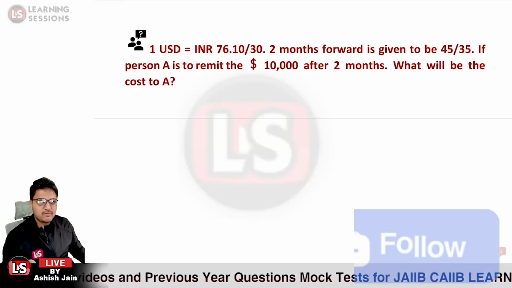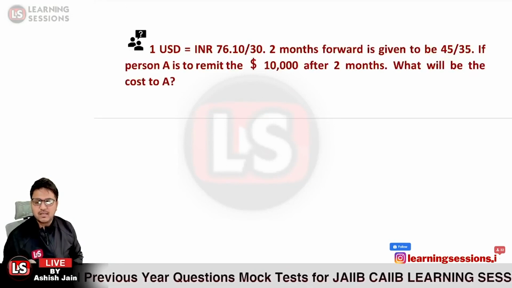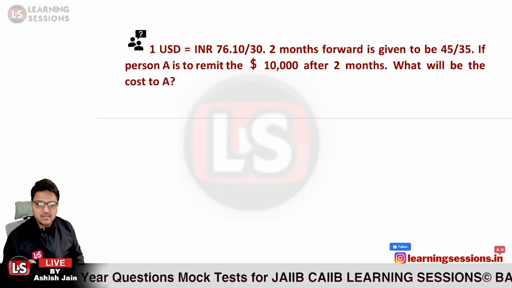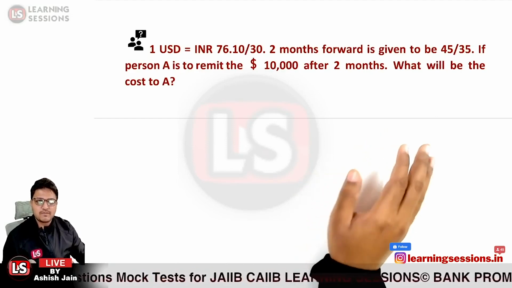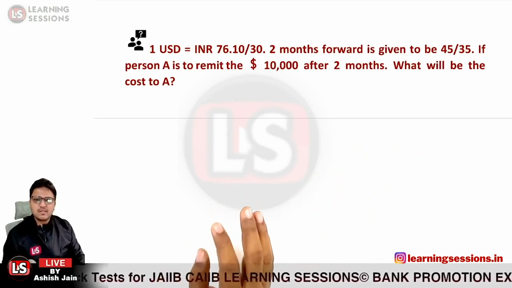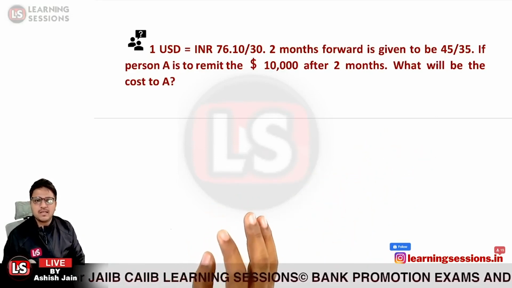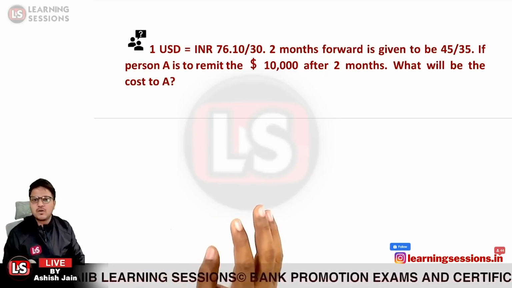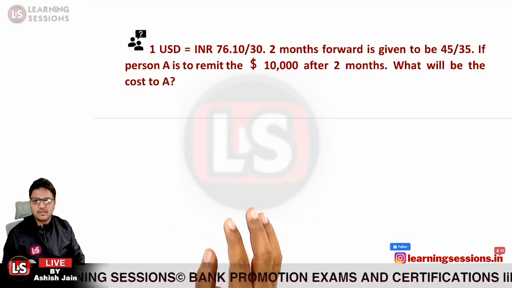So here is a question that is given to us that we will be solving. The 1 USD to INR price is given, and the 2-month forward is given to be 45/35. If person A wants to remit USD 10,000 after 2 months, what will be the cost to person A that we need to ascertain?